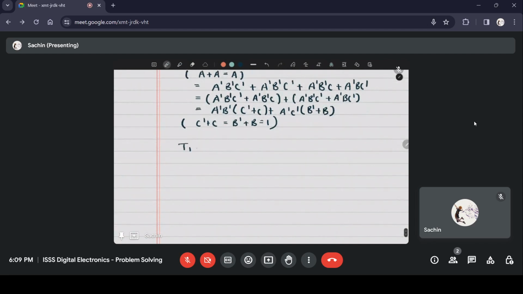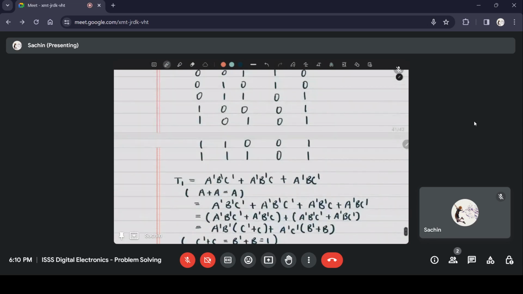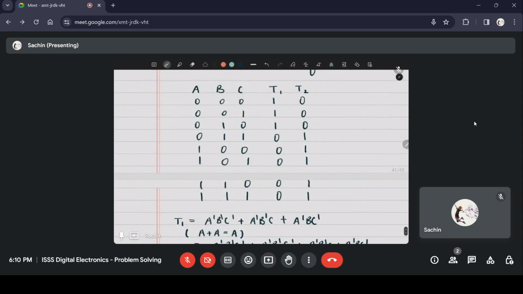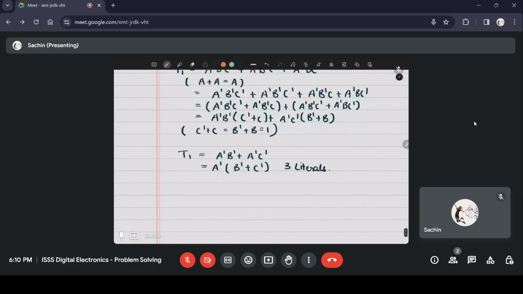So we get T1 is equal to a prime b prime plus a prime c prime. We can take out a prime common to get a prime into b prime plus c prime. So this has 3 literals. That's the minimum number of literals for T1. And if you observe the truth table, we can see that T2 is 0 whenever T1 is 1, and T2 is 1 whenever T1 is 0. So T2 is the complement of T1.